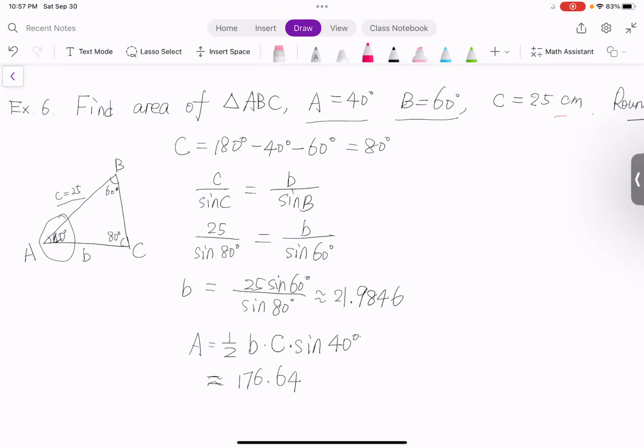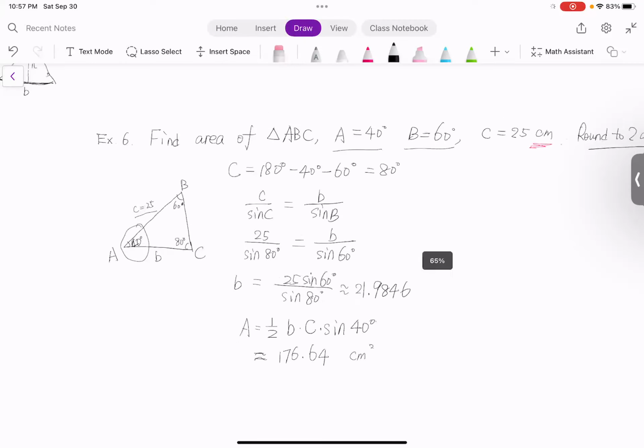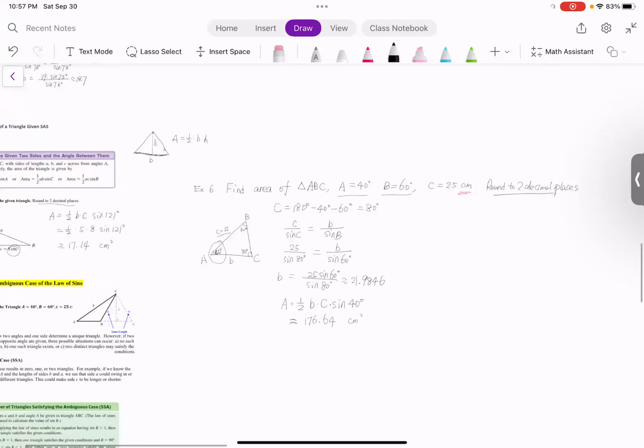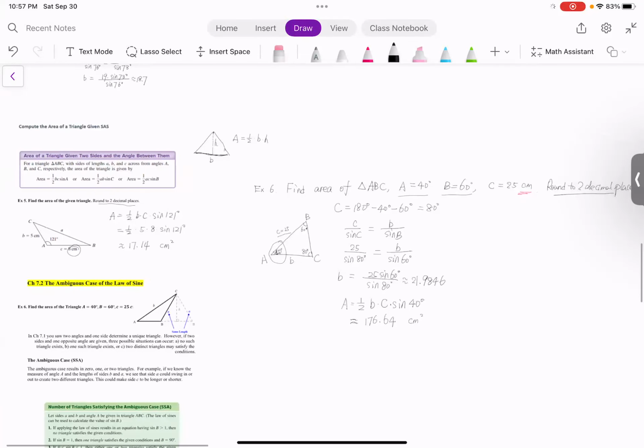And what is the unit of the area? If the unit is centimeter, then the area must be squared centimeter. All right, we're done for today. If you have any question, please let me know. See you next video. Bye-bye.